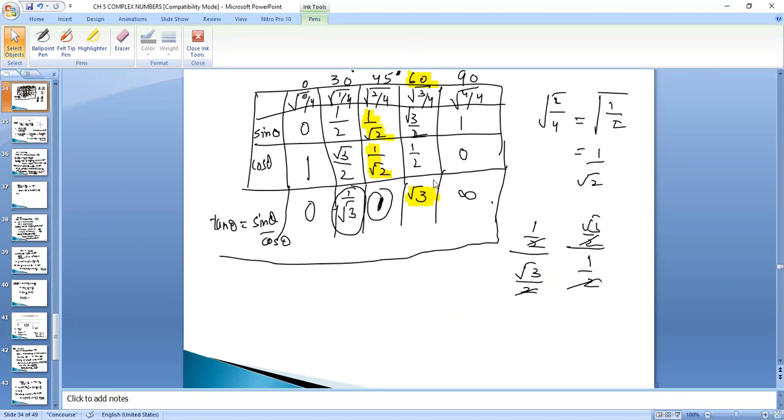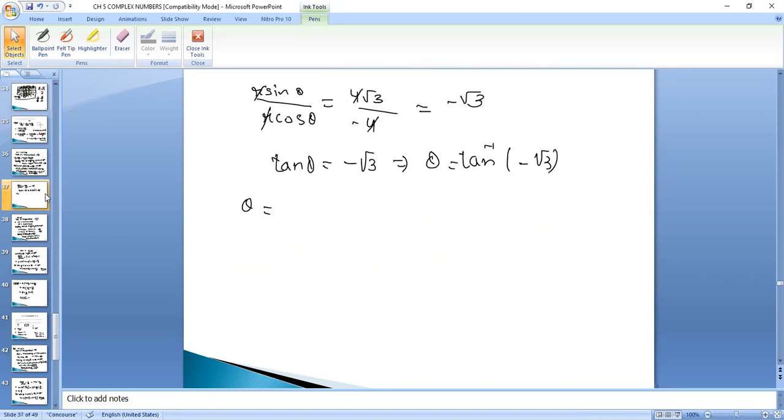From the table we can see that when theta is 60 degrees, the value of tan theta is root 3. So theta will be 60 degrees. We write minus 60 degrees just because of this negative sign. The value of theta is 60 degrees, and because of the negative sign I am writing minus 60 degrees, minus 180 upon 3, which is minus pi by 3. So theta is equal to minus pi by 3.